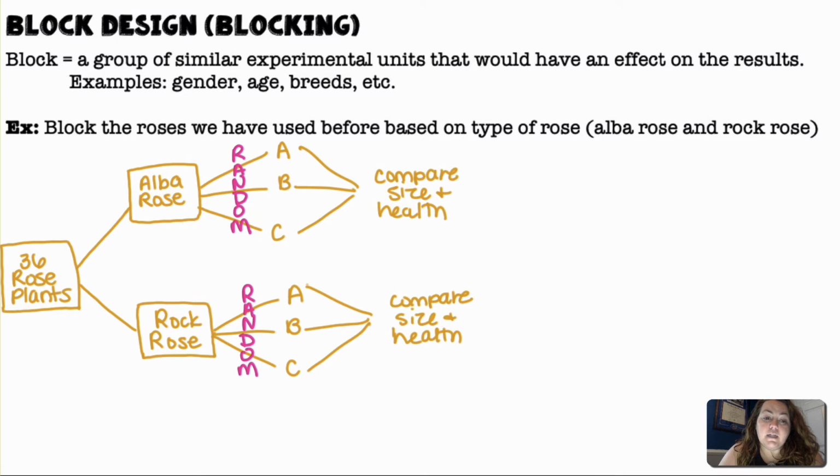Okay, I cannot randomly assign them to be an Alba rose or a rock rose. They either are an Alba rose or a rock rose, or they are not.